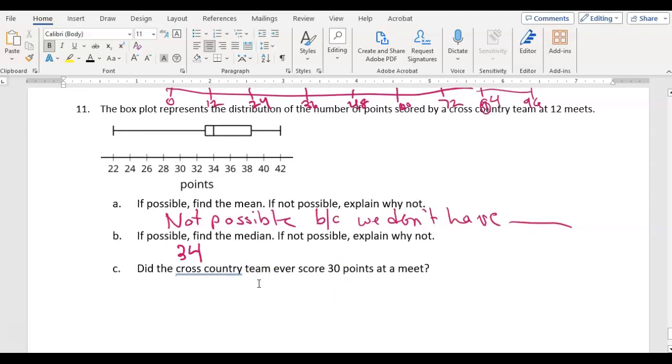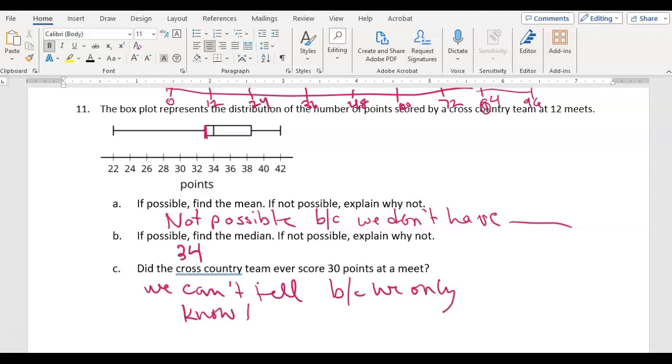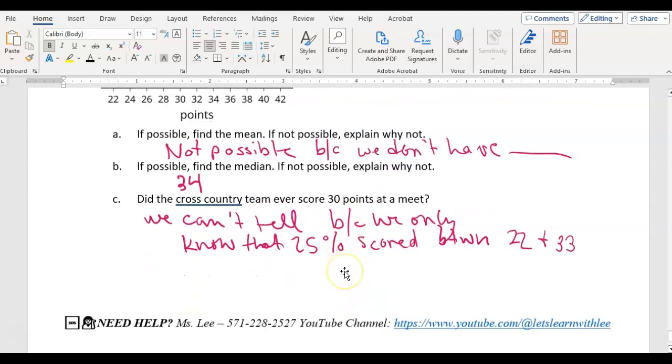C, did the cross-country team ever score 30 points in the meet? So we can't tell. They could have. If there was a line exactly on 30, then we could know. But we can't tell because we only know that 25% scored between 22 and looks like 33 points. But we can't tell if they scored exactly 30 points.